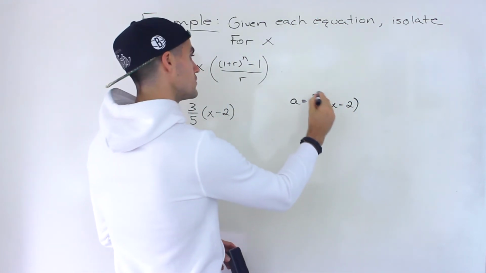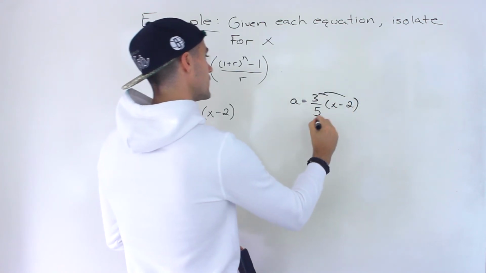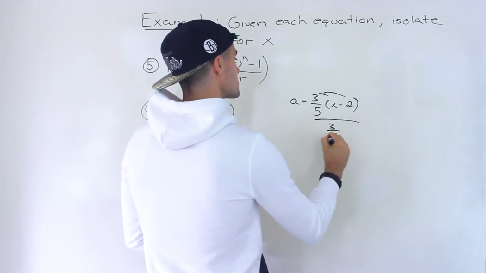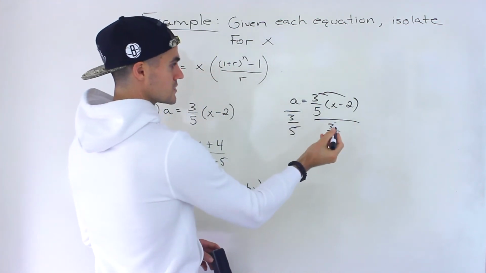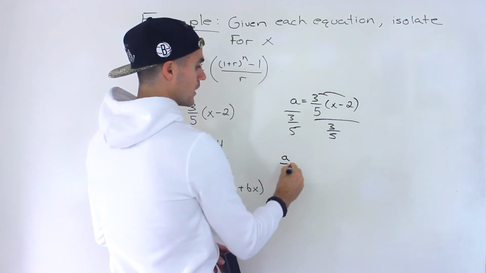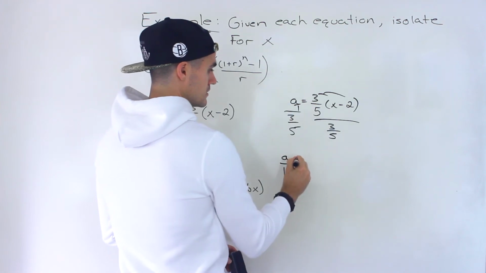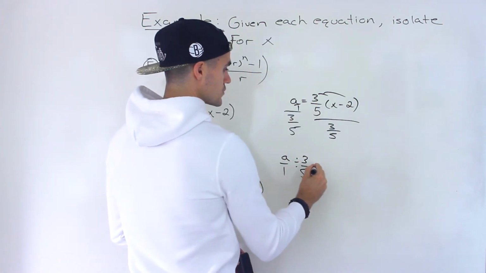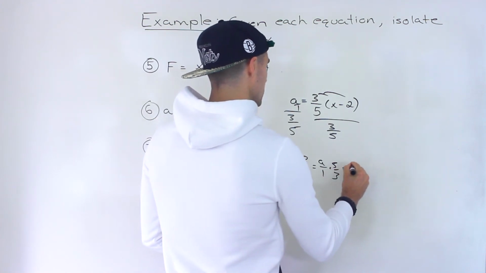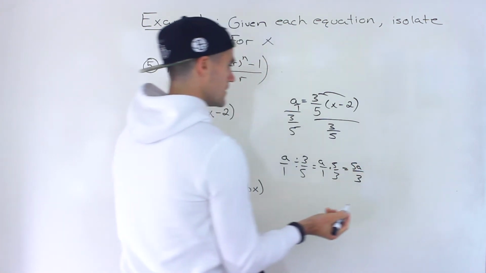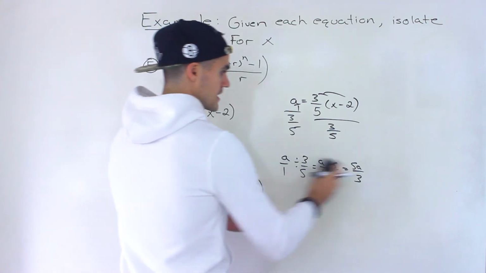A couple of things we could do. We can distribute. What I'm going to do is divide both sides by 3 over 5 at this point instead of distributing. So we'd have a over 1 divided by 3 over 5, which would be like a over 1 times 5 over 3, which would be 5a over 3. So that's what that left side would end up being.